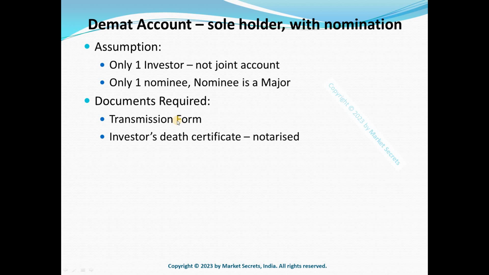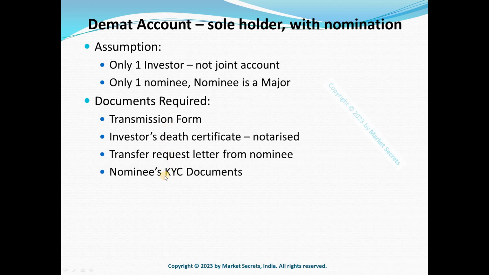You also need the investor's death certificate. This should be notarized and it should be submitted along with the transmission form. In addition to that, the nominee has to provide a transfer request letter. They need to write a transfer request letter and submit it along with these documents. And lastly, the nominee's KYC document. So if you are a nominee, you need to submit your KYC document.